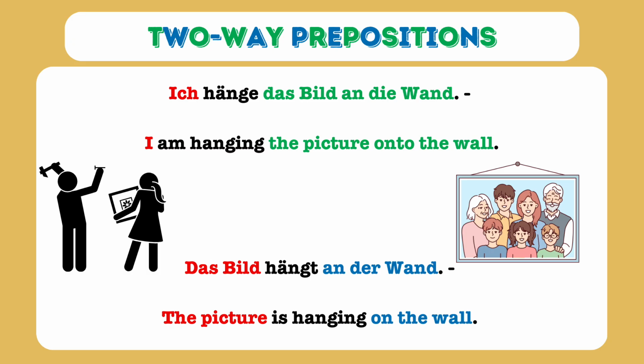Das Bild hängt an der Wand. The picture is hanging on the wall. In this sentence I used hängen again, but I did not use a direct object. The picture is just hanging there. It's not someone hanging the picture onto something else. An der Wand shows the location that the picture is hanging. So an der Wand, on the wall. This is dative because it is on the wall.